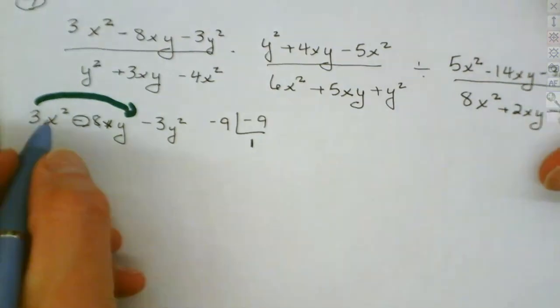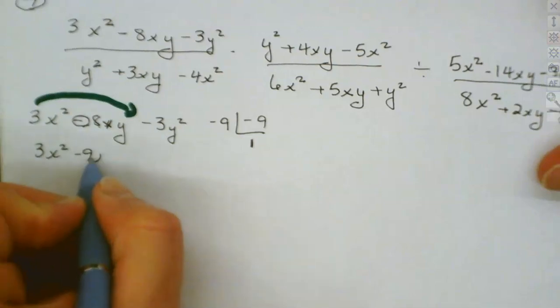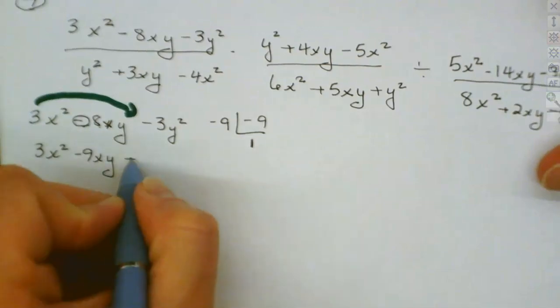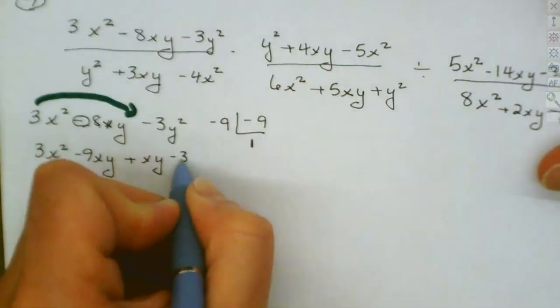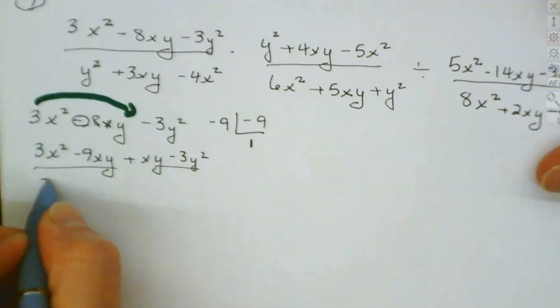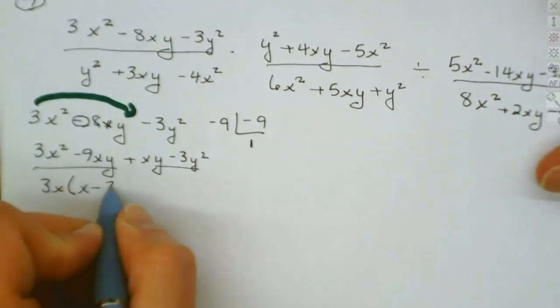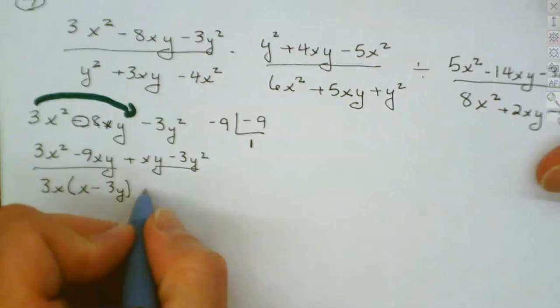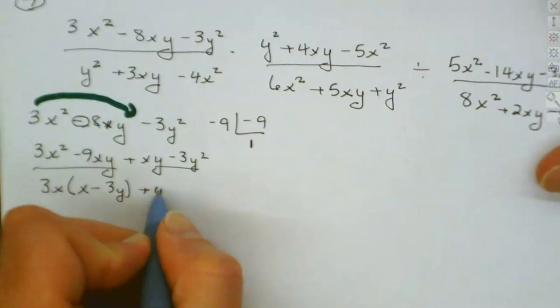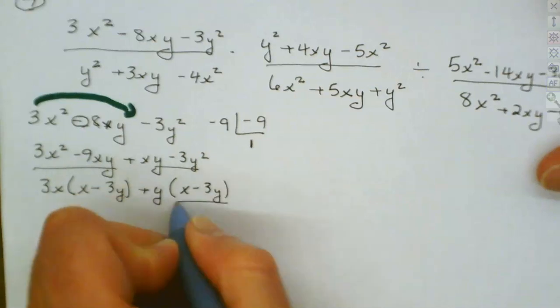Okay, now we got to break it up by grouping. So that's 3x squared minus 9xy plus xy minus 3y squared. Factor and factor. So 3x comes out. That leaves you with an x minus 3y. Next one, y comes out. That leaves you with an x minus 3y. Those again are the same.